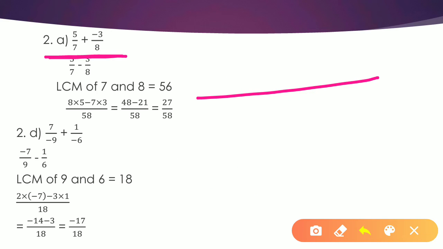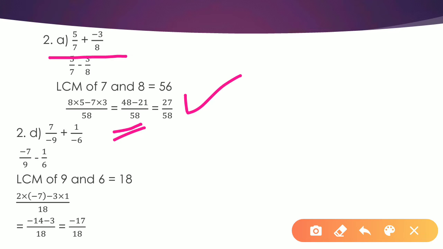Now 8 into 5 gives you 40, minus 7 into 3 gives you 21, upon 56 will be as it is. 40 minus 21 will give you 19 upon 56. This is your answer. Now let's move towards our next question.